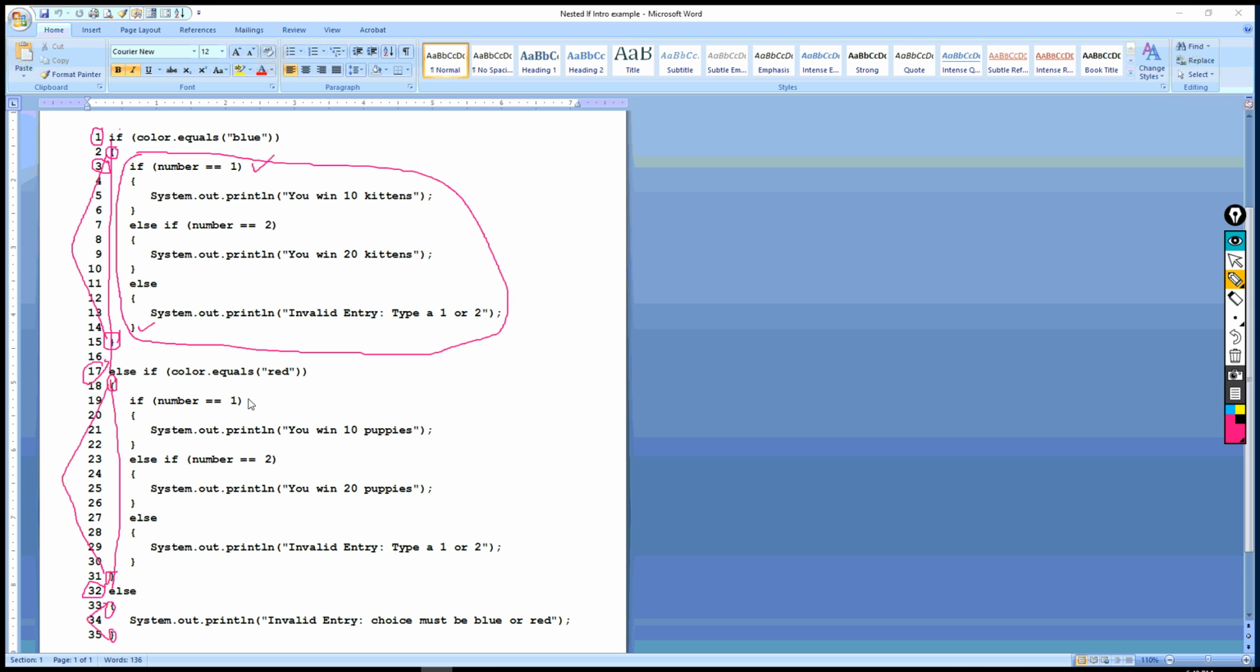The next nested if-else structure goes from line 19, because it starts with an if statement, and ends with the last curly brace, and so goes to 30. So from 19 to 30.